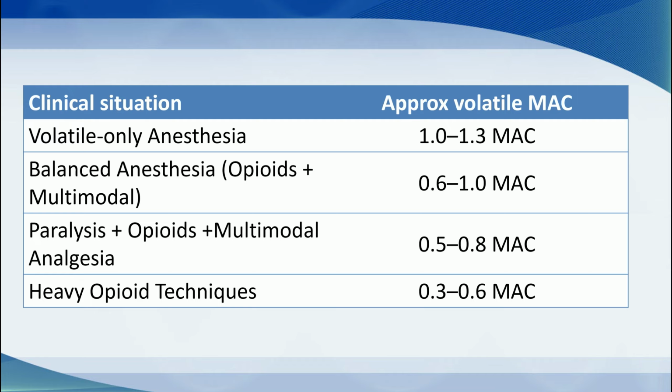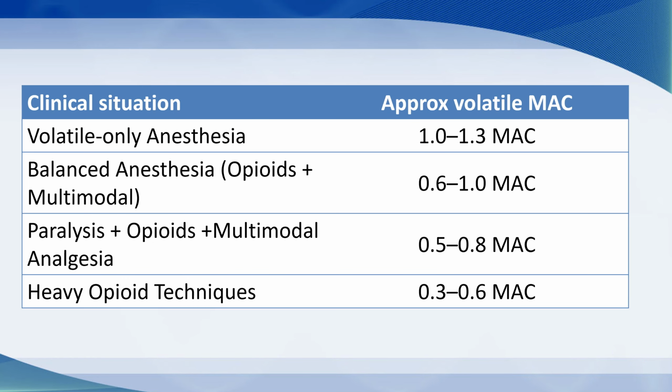If the patient has neuromuscular blockade, they obviously won't move. Opioids plus multimodal analgesia, 0.5 to 0.8 of a MAC is required to ensure adequate depth of anesthesia. With opioid heavy techniques, such as, for example, giving a milligram of fentanyl at the beginning of the case, this is done in cardiac anesthesia, 0.3 to 0.6 of a MAC will suffice.